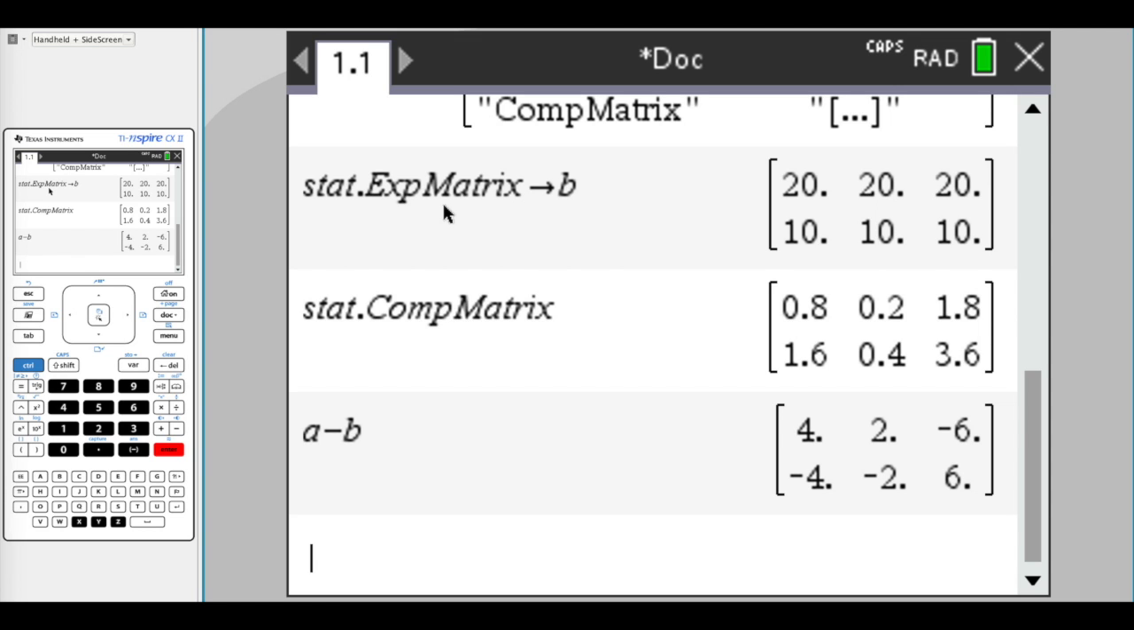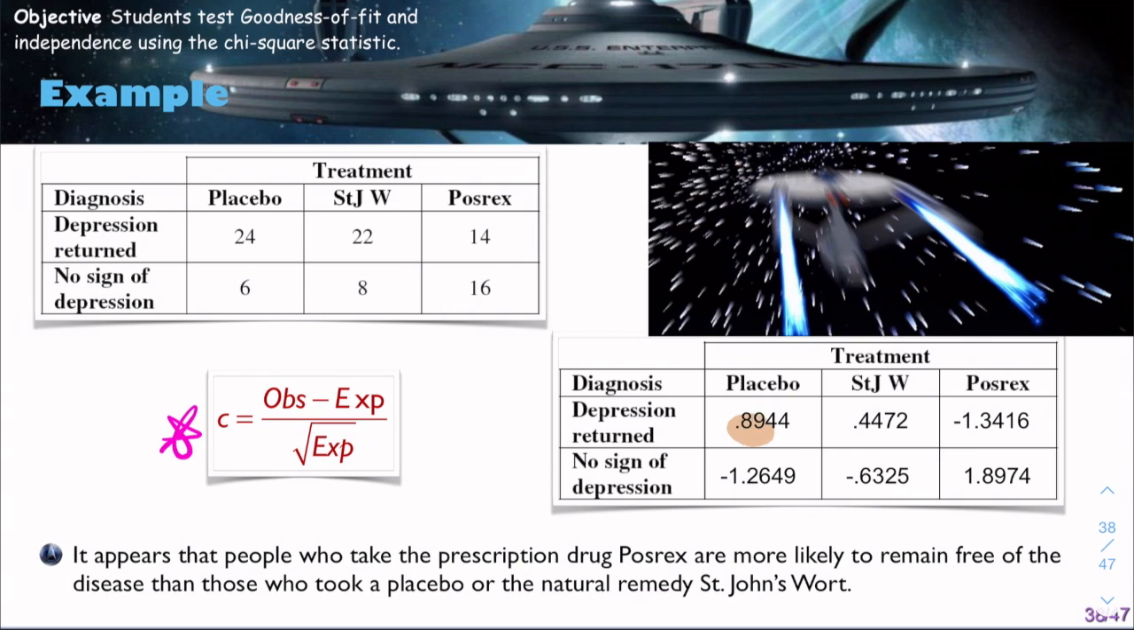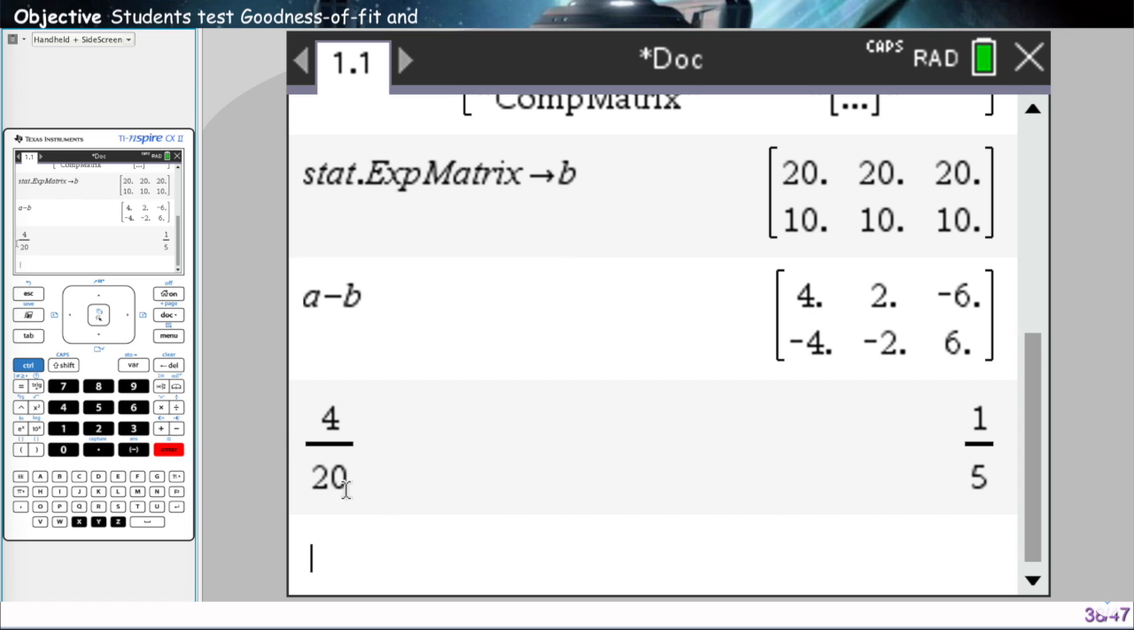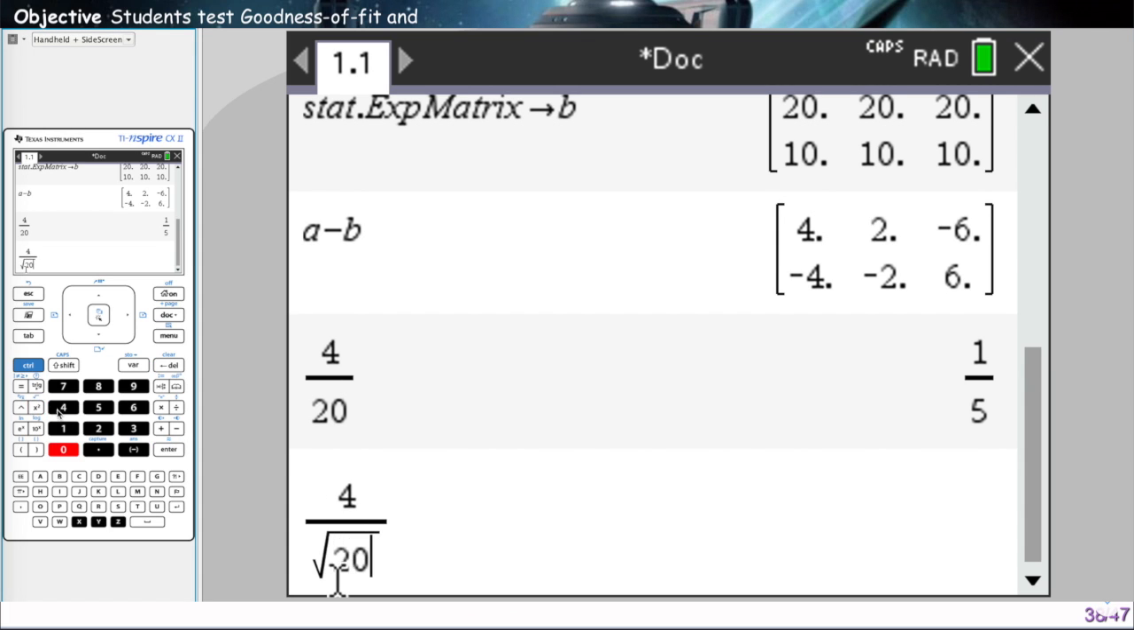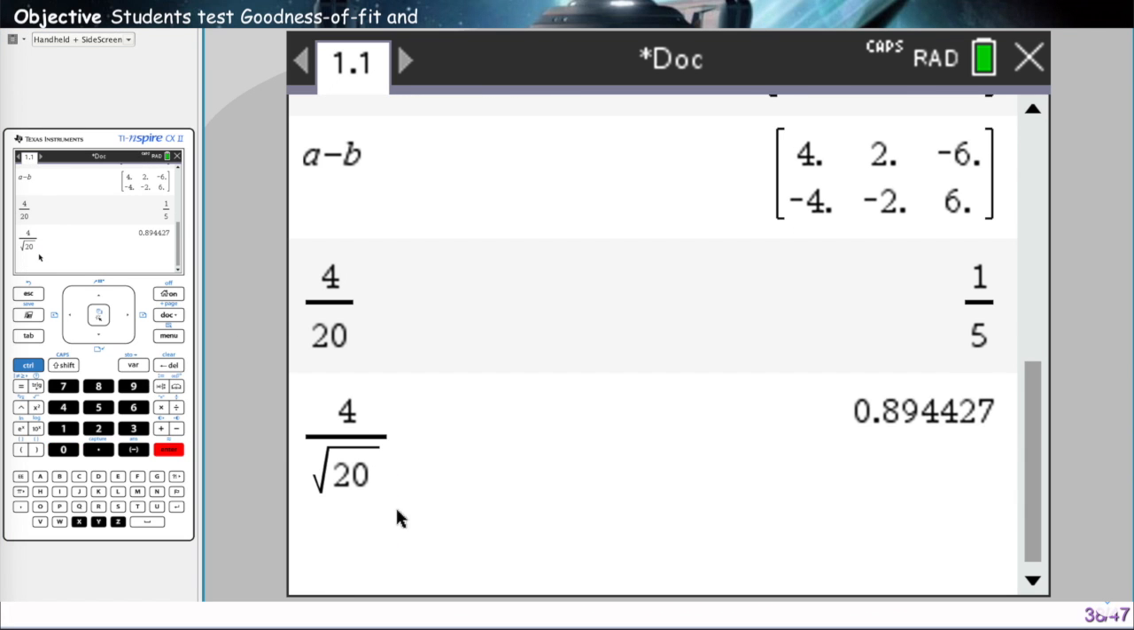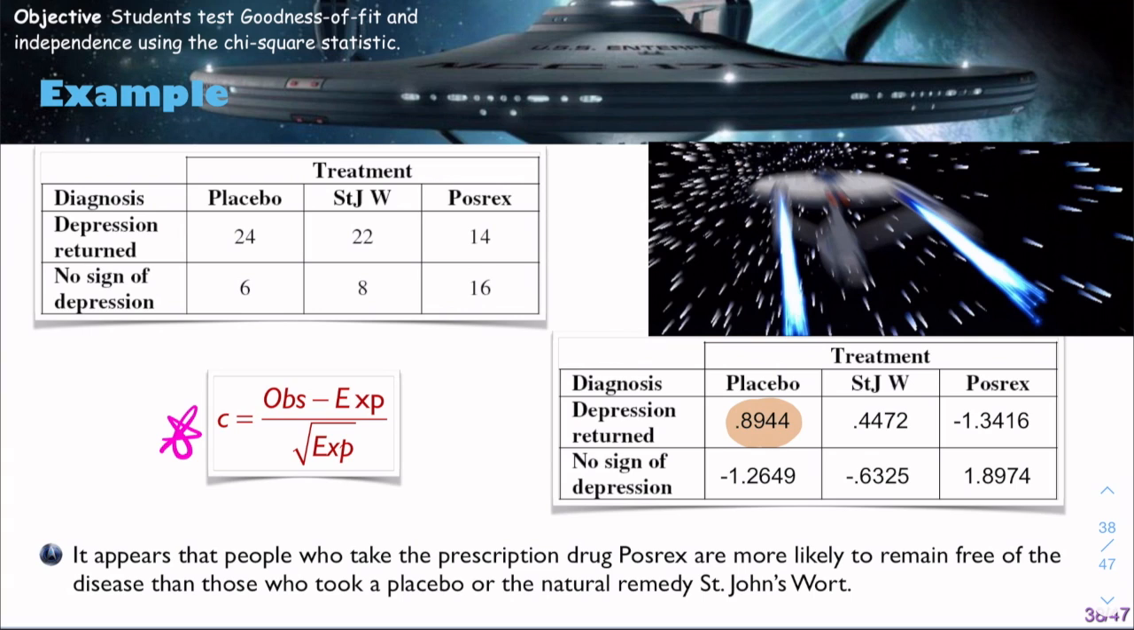So if you wanted to find the standardized residual value for the placebo of depression returned, which if you look at the table I have in the notes, it's 0.8944. What you would have to do is take the first row and first column number, and divide that by the square root of 20. Why 20? Because that is the expected value for the first cell. It's important that you keep track of both your residuals as well as your expected values. So I hope that you guys write these down.